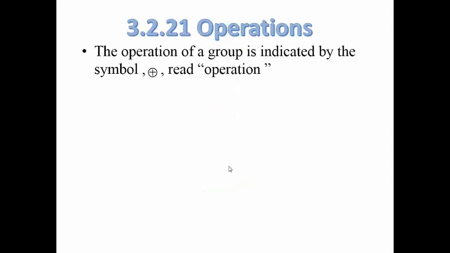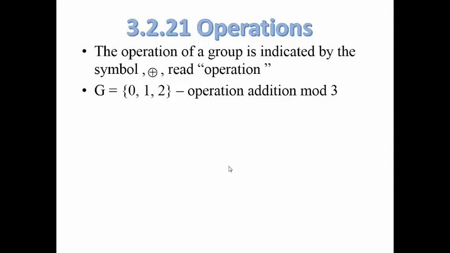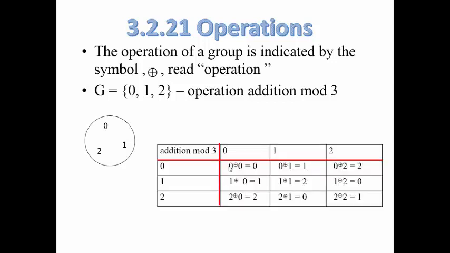Next we'll consider operations. The operation of a group is indicated by a symbol, a little plus sign with a circle around it. For example, a group could consist of the set of 0, 1, and 2, and the operation of addition mod 3. Let's examine that a little more. Here's our circle with 0, 1, 2, and here are our elements. We put our elements in a row, and we repeat the elements again in a column, and we have the operation in this corner up here.